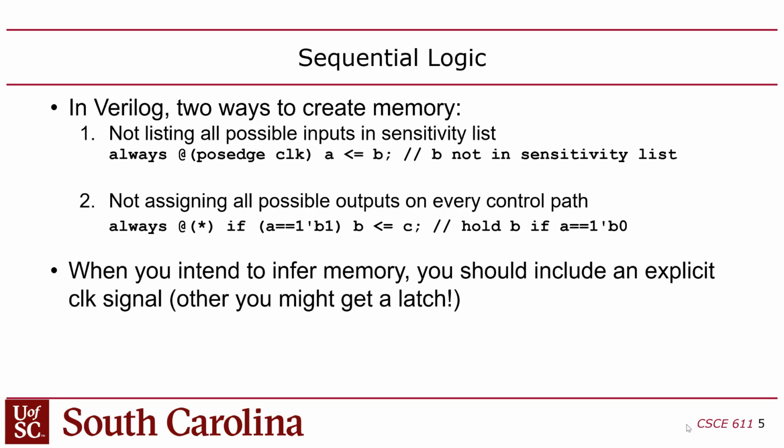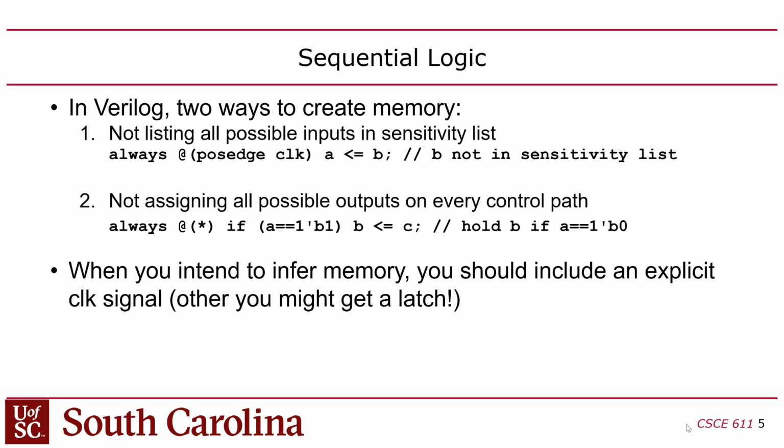It's all clock based. So as I mentioned before, there are two ways that I know of to do memory in Verilog. Maybe there's more. These are the only two I know of. If you write an always statement where you have an input that's not in the sensitivity list. So in the first example, always at positive clock, A gets B. B's an input, not in the sensitivity list. So the compiler says, well, that's got to be memory.